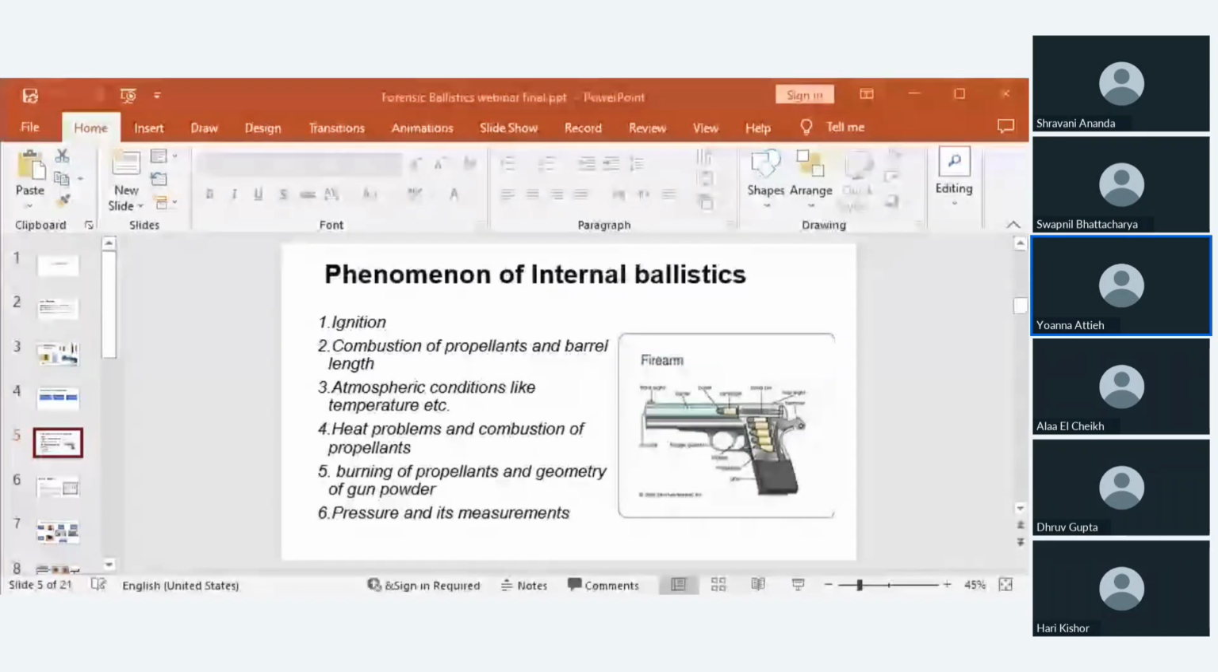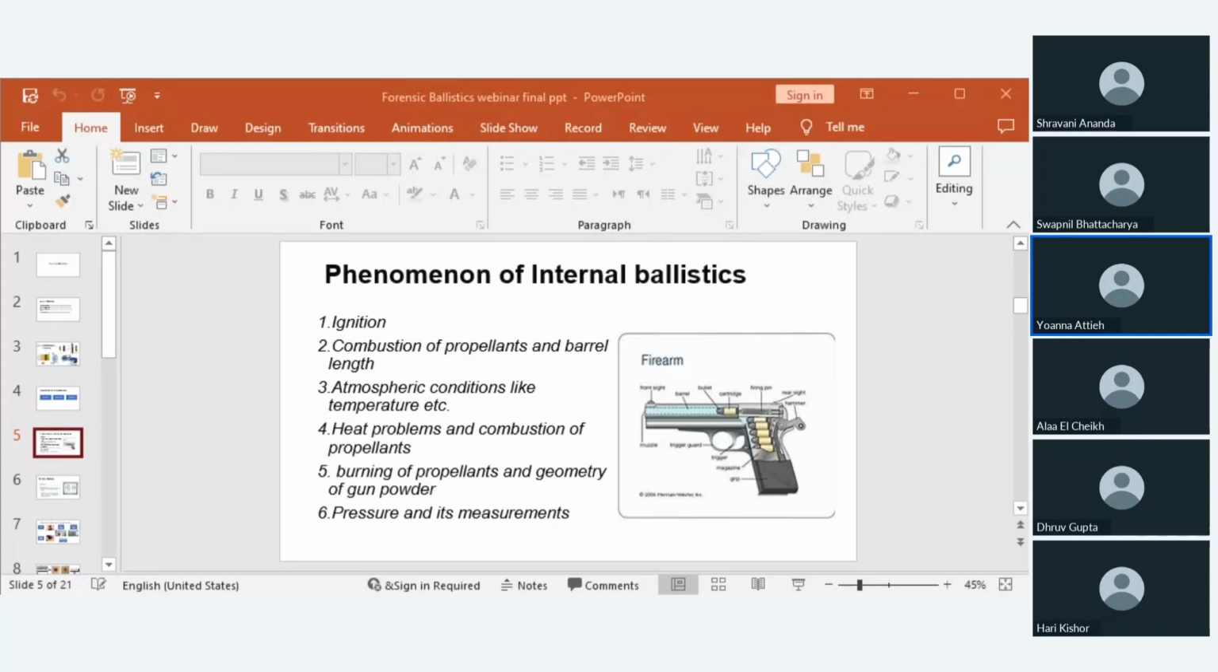The volume of these gases increases rapidly as the propellant burns, creating a significant increase in pressure within the cartridge casing, of course. This pressure is really essential for the next step, which is the propulsion of the projectile.